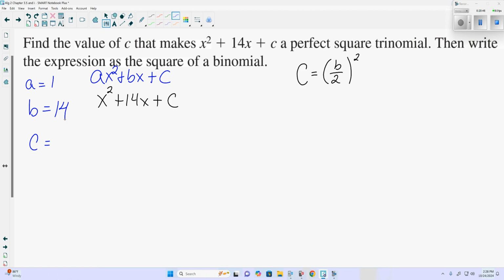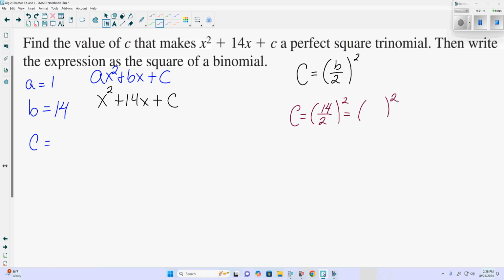Now our c value, c is equal to b over 2 squared. So we said b is 14. So our c value, the value we're looking for, is 14 over 2 squared. Now, it is possible at this point to type that whole thing in the calculator and let it do it for you. I would wait to type it in. And there's a main reason, and I will point it out here in a second.